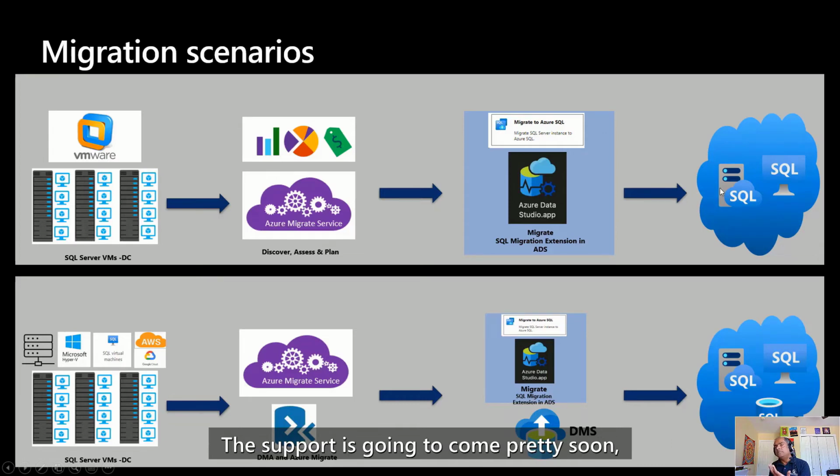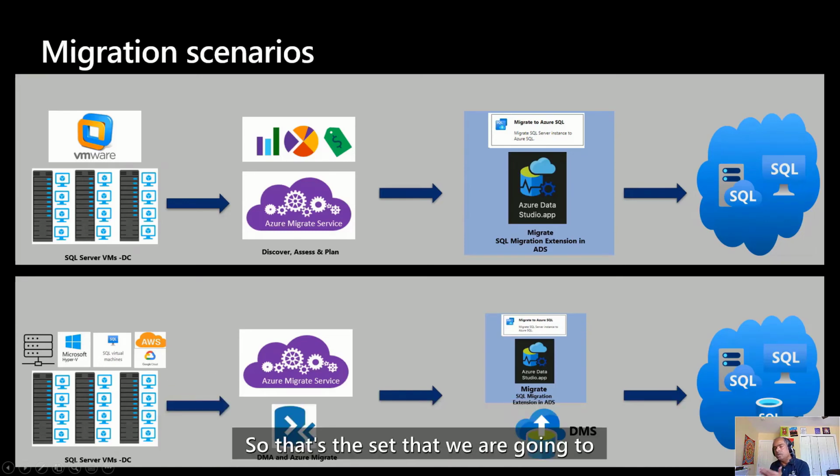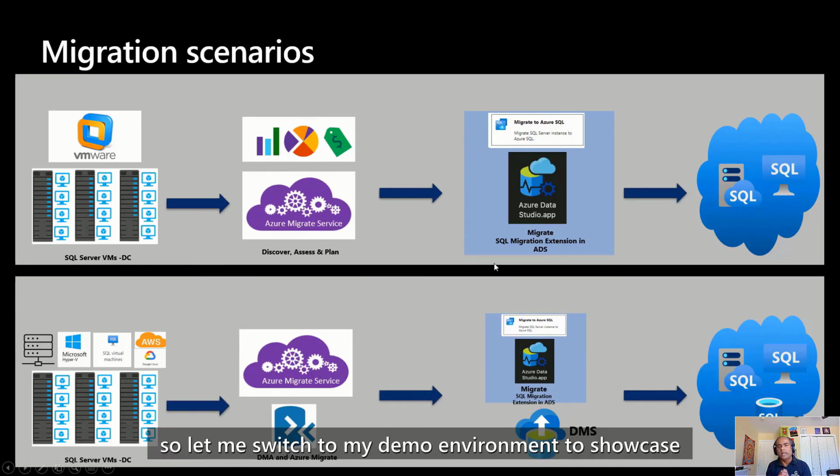The support is going to come pretty soon, but for now we can use Azure Database Migration Service to do a migration to a SQL database that you are seeing here. So we're going to use the DMA and Azure Migrate combination for assessment, and we're going to use the DMS service to do a migration from an on-premises environment to Azure SQL database, single database, right? So that's the setup that we are going to be doing right now. Let me switch to my demo environment to showcase that scenario as well, give me a second.